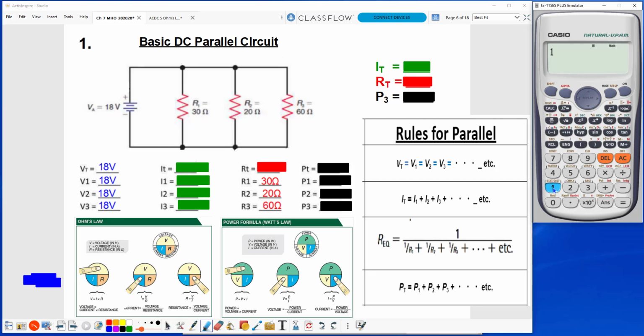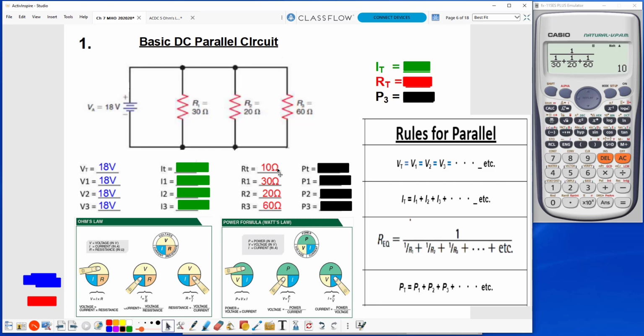So I'm going to hit 1, hit over under, hit 1, hit over under again. I'm going to punch in 30 ohms. Scroll over, hit plus, hit 1, hit over under, 20, scroll over, hit plus, 1, over under, 60. Feel free to rewatch that as much as you need to see exactly how I did that. Hit equals, and that tells me that my RT is 10 ohms.